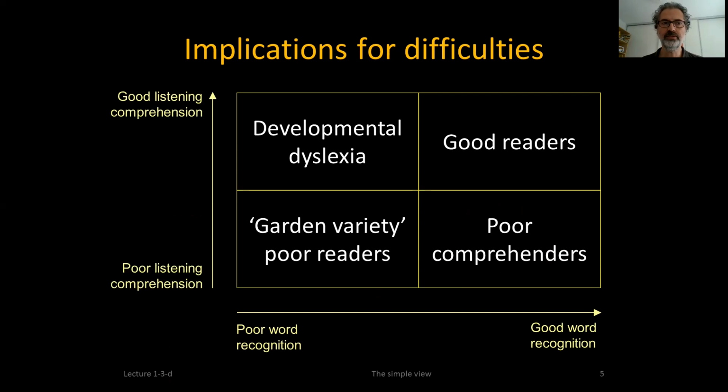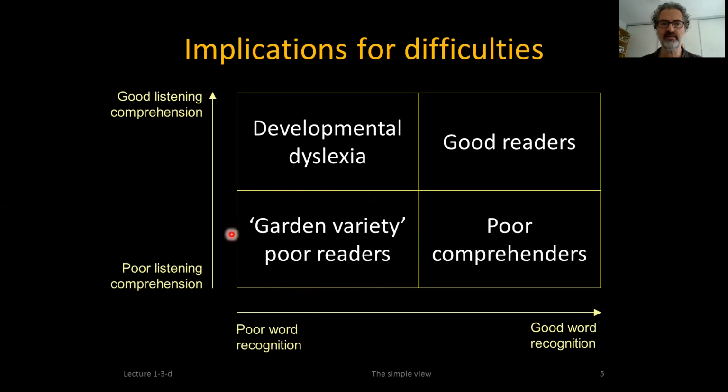Someone who has good listening comprehension but poor word recognition has a word level specific problem that is known as developmental dyslexia. So this is what dyslexia is for most people, poor word recognition skills in the presence of adequate language skills. And someone who has both poor word recognition and poor listening comprehension will not be able to understand what they read and also not be able to read out aloud successfully. And these have been called garden variety poor readers.